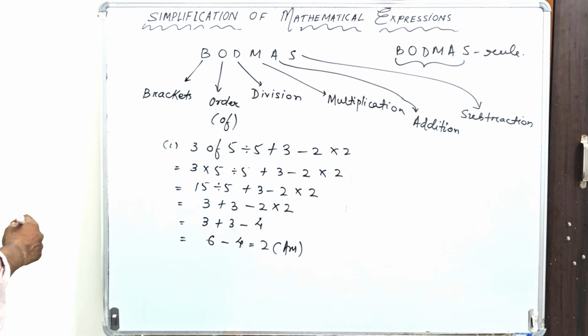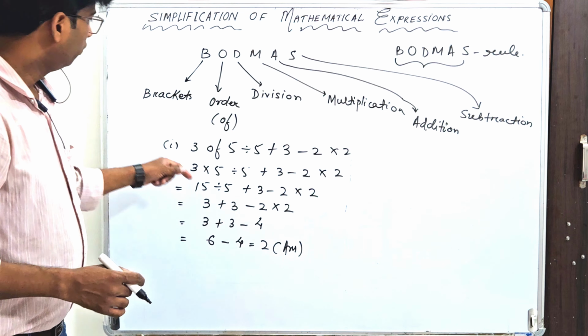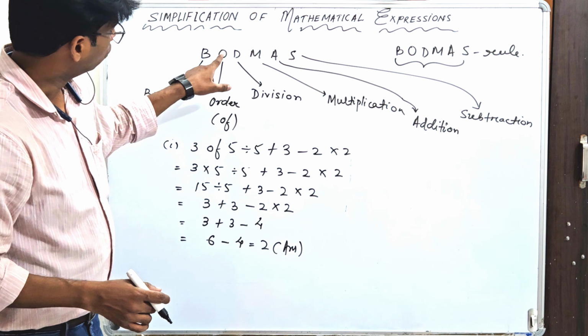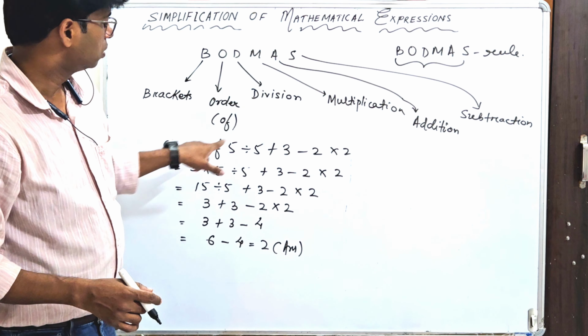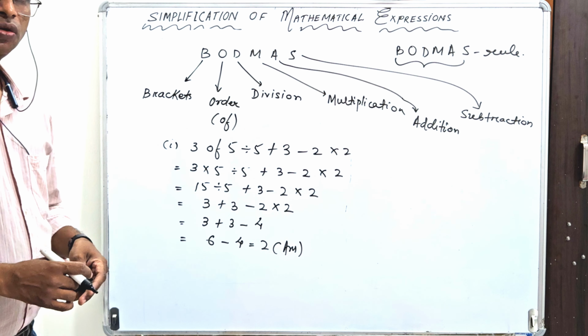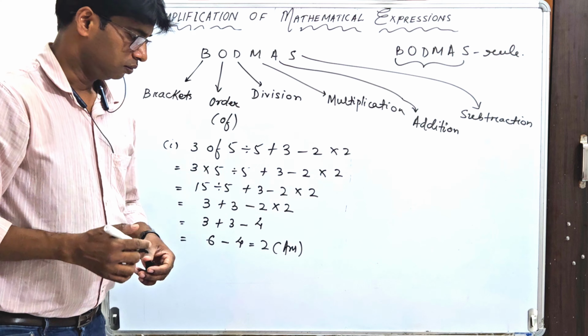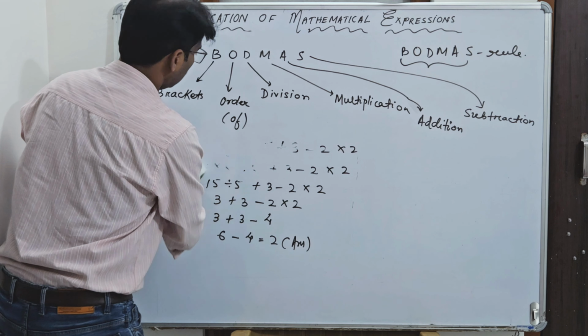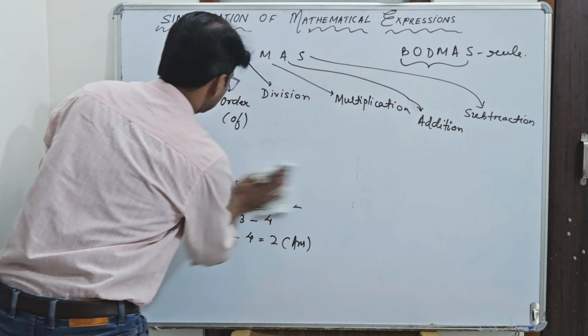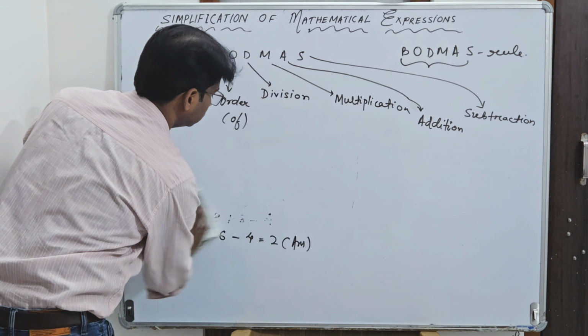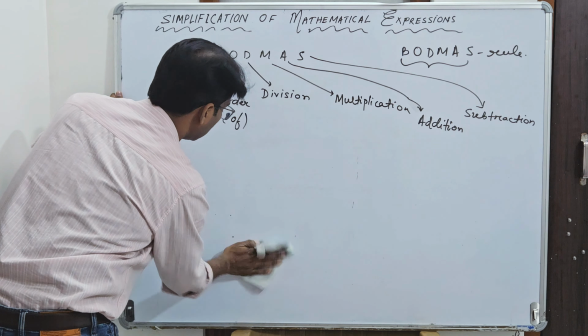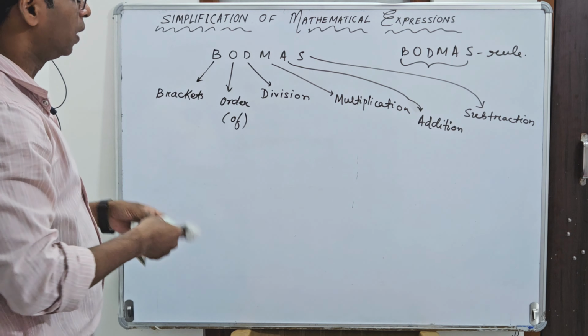So what is the answer here now? 2. So now you have used what? This rule, ODMAS, because there are no brackets. Understood all of you? I hope this is understood. So let us discuss another example, using the concept of bracket. In the simplification, how the brackets are used and what types of brackets are there.